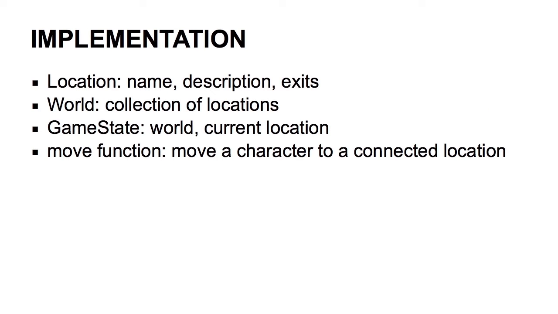So we'll need the following: a location class, which has a name and textual description, as well as the exits, which should be a mapping of direction names to locations. We'll need to collect these locations into something we'll call the world, and we'll need a GameState class, which has a reference to the world and the current location of the character. We'll also have a move function, which moves the character from a location to a connected location based on the direction. So let's get to coding.